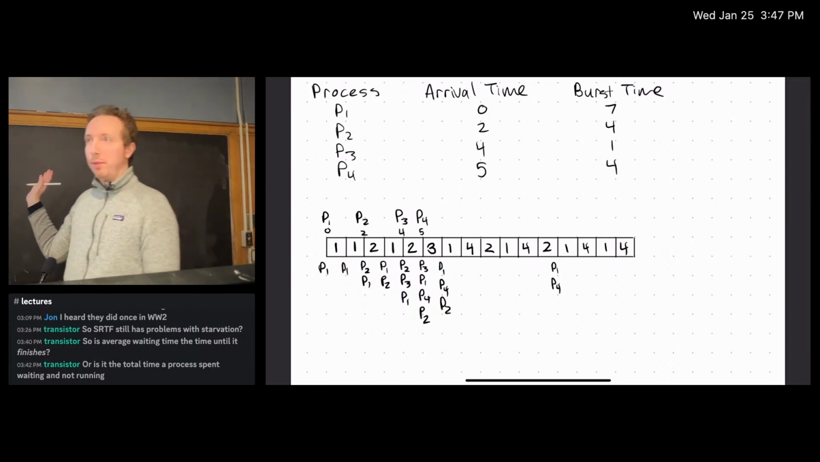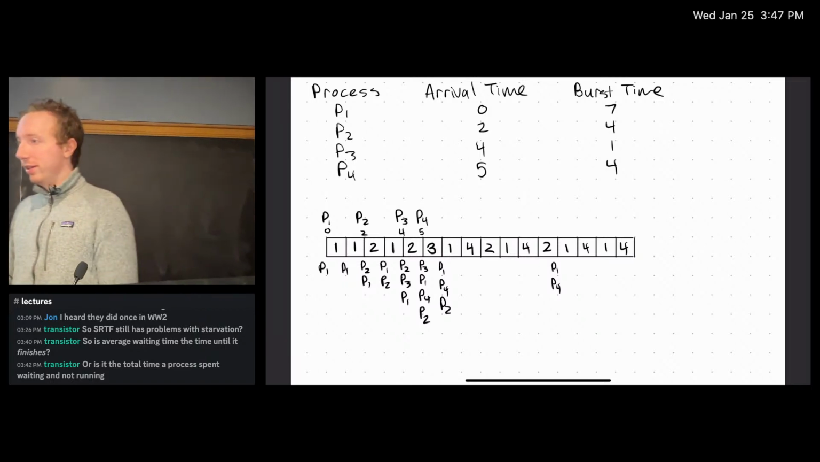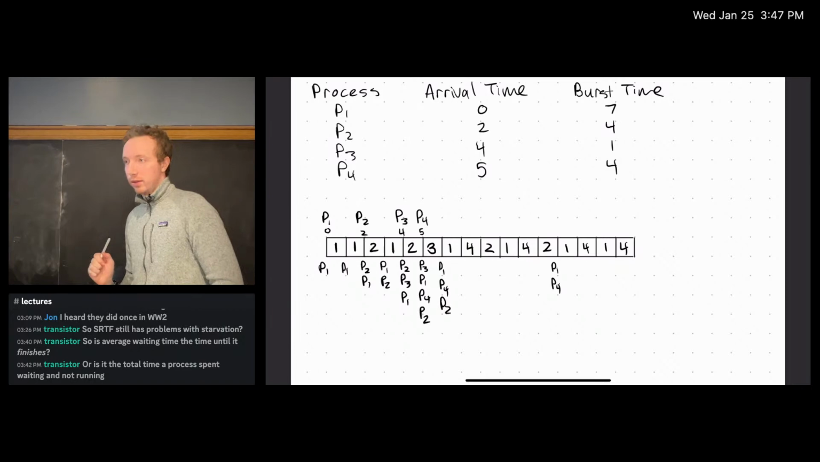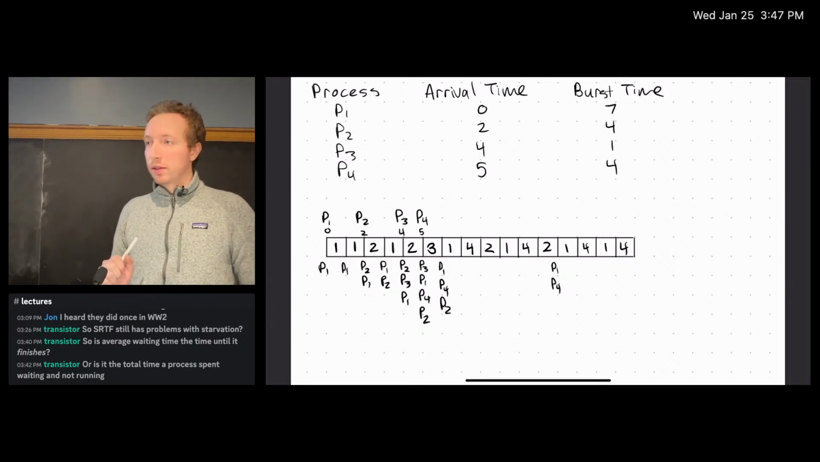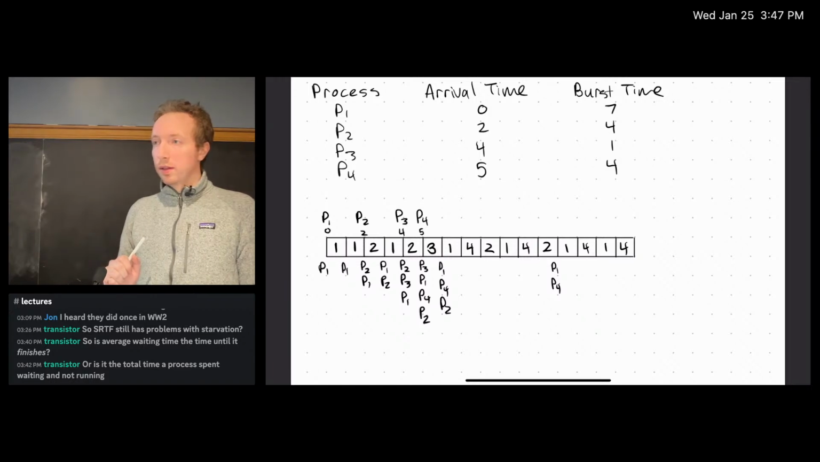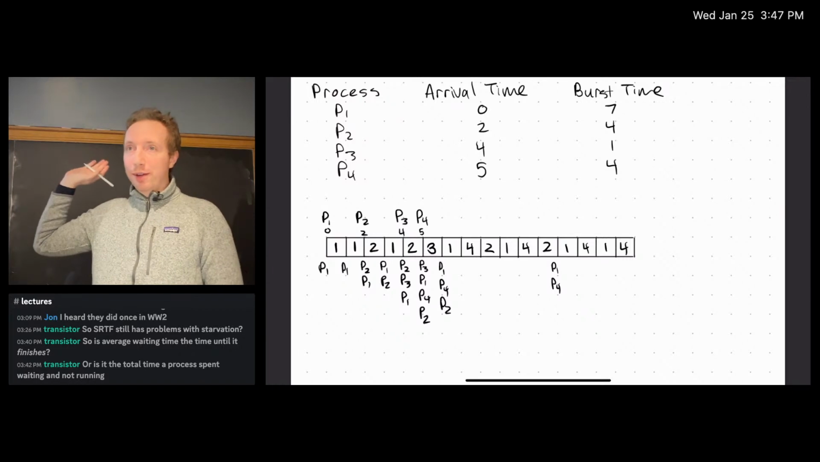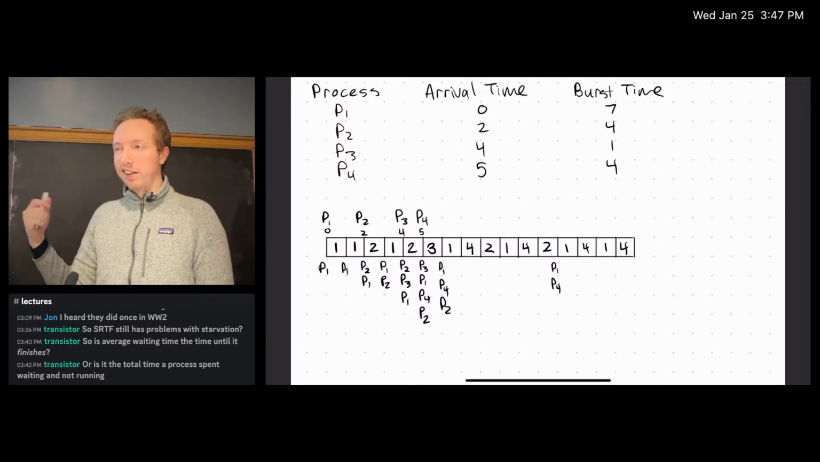So any questions about that? It's just more tedious. A question about what you said before about ties: is it a tie between the total burst time of the new process versus the remaining time of the old process? This is just round robin, so our tie is when a process arrives whenever one gets thrown out again. That's our tie here.